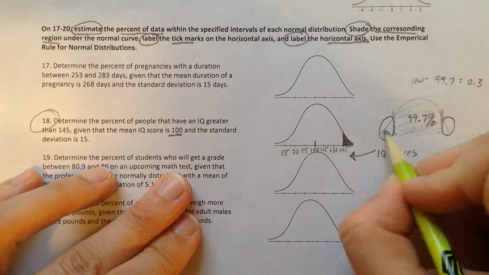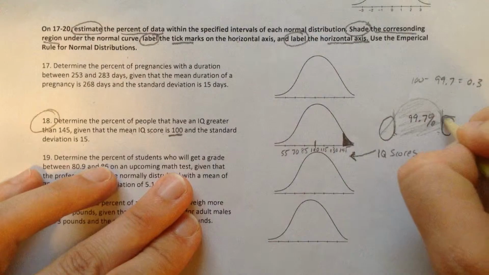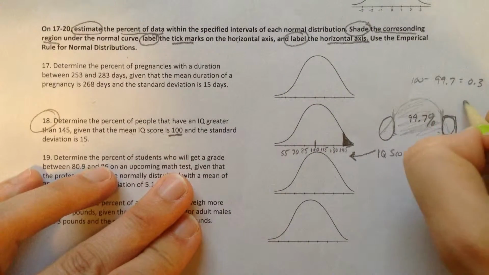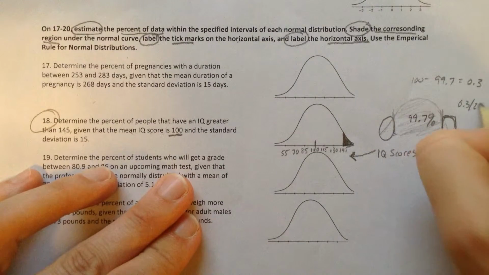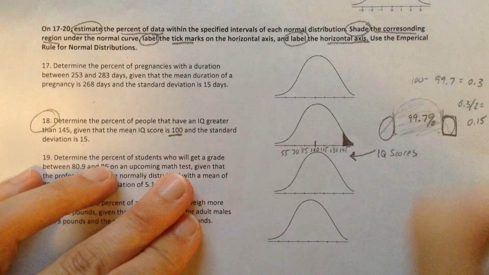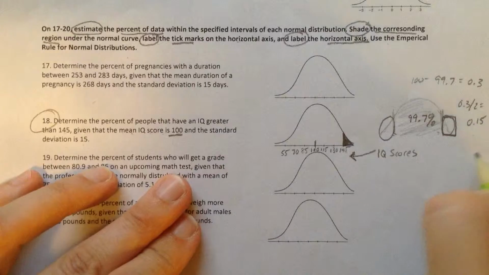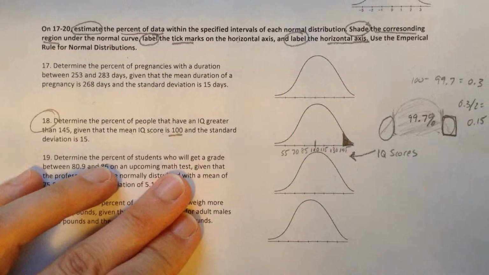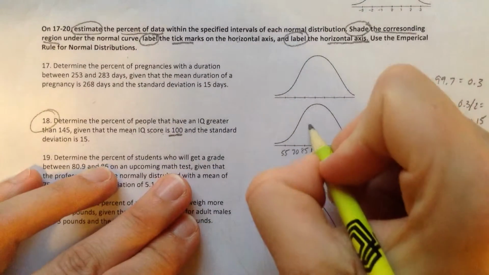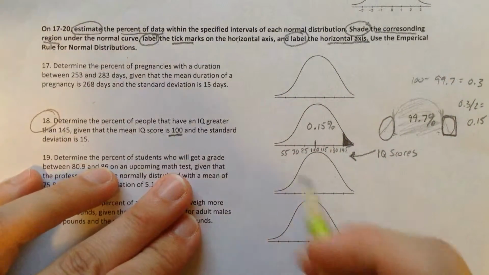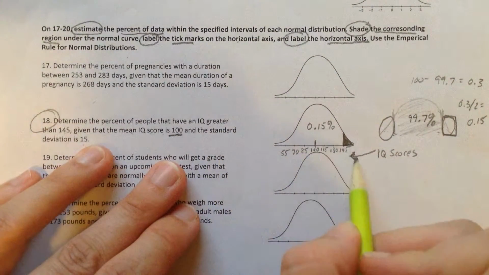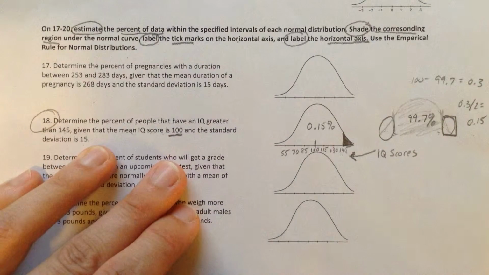But we don't want both sides. We only want half of this. So half of 0.3, if I take 0.3 divided by 2, that's 0.15, right? So 0.15% is all. A very, very, very small percent of people have IQ scores greater than 145.